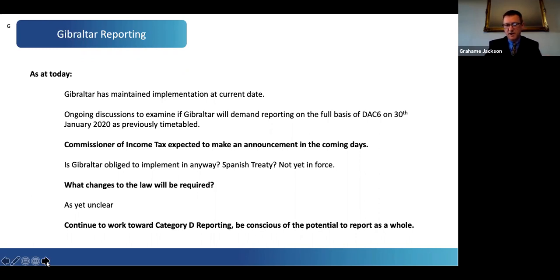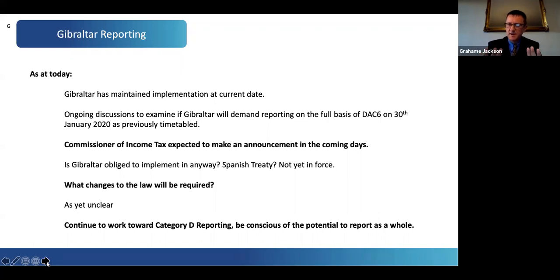The advice that I'm giving to my clients and anybody who's in the room who's a Gibraltar intermediary is to continue to work towards category D. That is the best case scenario. You should already have a large amount of the work done over everything else, because we are so close, and we have been talking about this for a couple of years now.